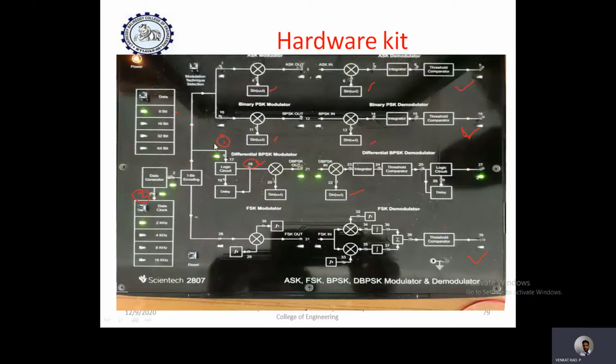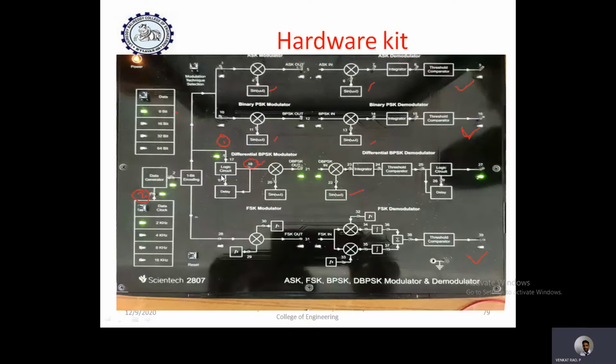First, we'll observe what the input is at this particular pin. All of you observe that in this Scientech kit, there is no need for any connections. You can directly observe the intermediate outputs and the actual inputs and outputs, and you can easily analyze. If you connect the CRO probe here, you will observe the input. If you connect the CRO probe here, you can observe the clock. The clock and input are compared so that we can observe the bit sequence.